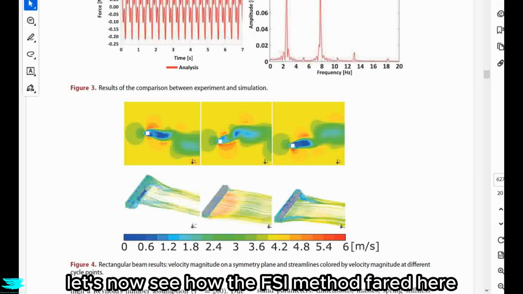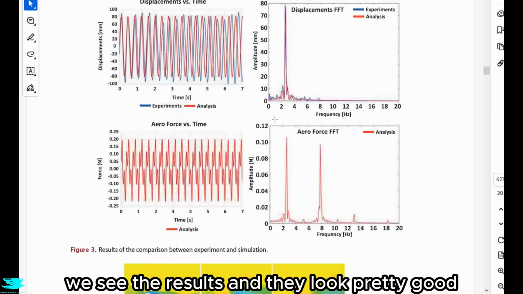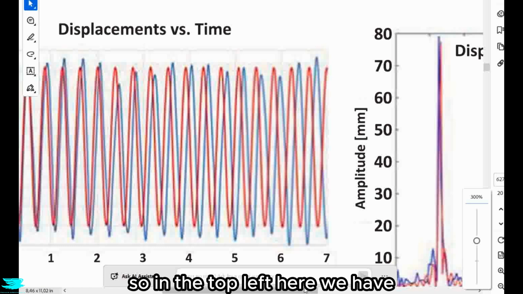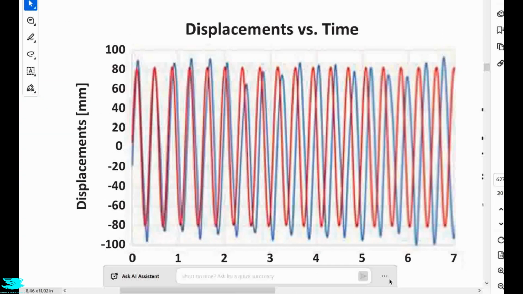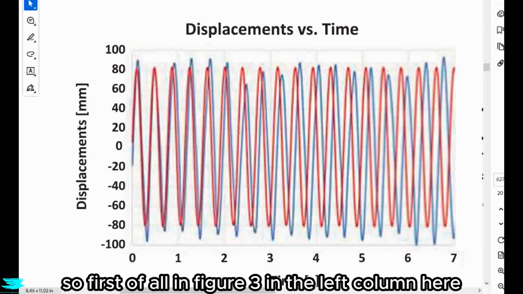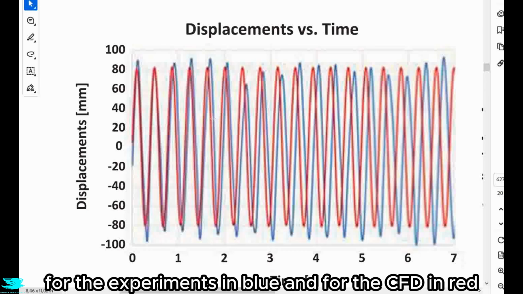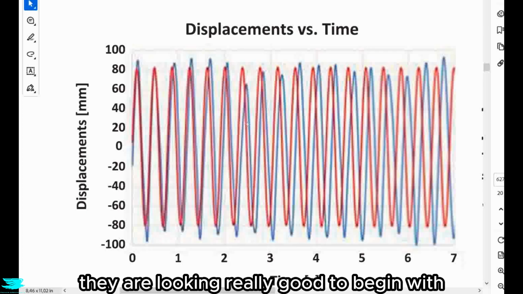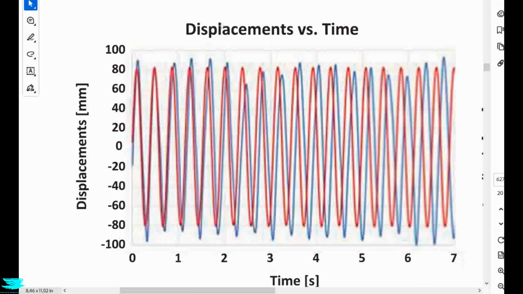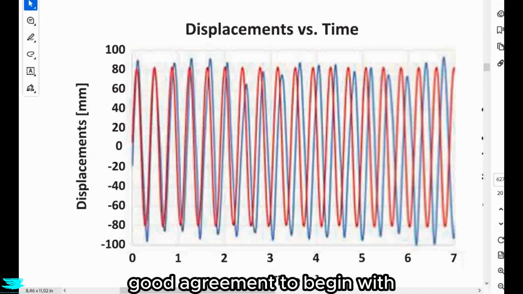Let's now see how the FSI method fared here. In figures 3 and 4, we see the results and they look pretty good. First of all, in figure 3, let's zoom in a little bit here. In the left column, we see the displacement values of the cylinder with time for the experiments in blue and for the CFD in red. They are looking really good to begin with. They're right on each other. Then they start to drift a little bit out of phase over time. Now that drifting could be for a number of reasons, and the fact that there is such good agreement to begin with is very impressive.